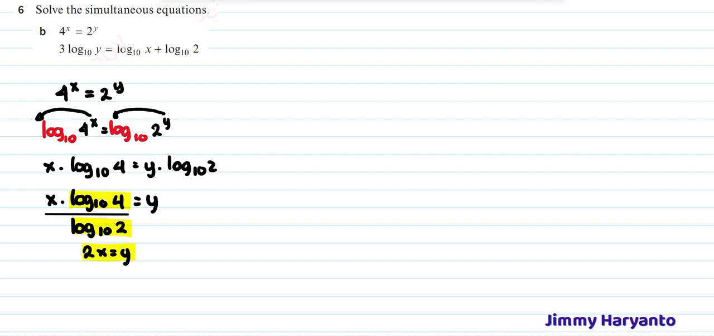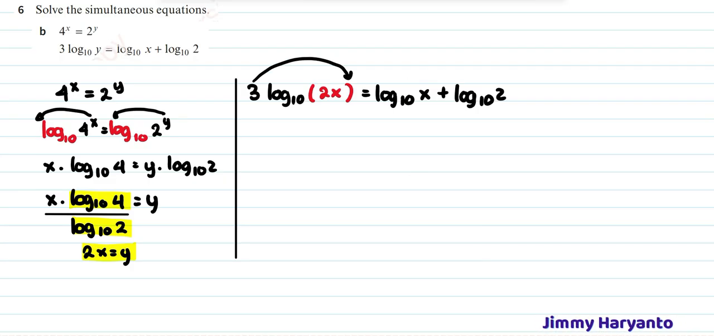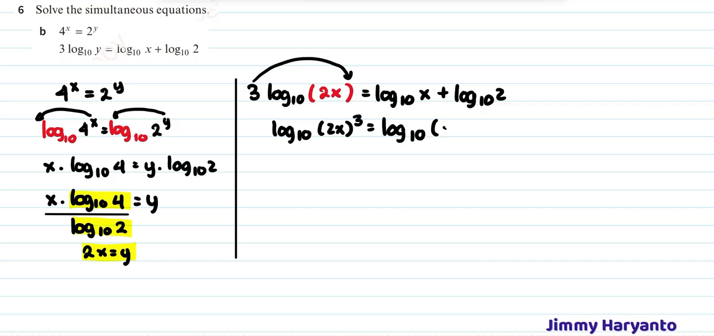There you go, we already have y equals 2x, and then just insert it into the second equation. We have 3 log base 10 of y. The y is changed into 2x, and then equals log base 10 of x plus log base 10 of 2. I will combine this using multiplication rules, and I will move this to the back. Log base 10 of 2x to the power of 3 equals, for this one combine it, you'll have 2 times x, and then we can eliminate the log base 10.